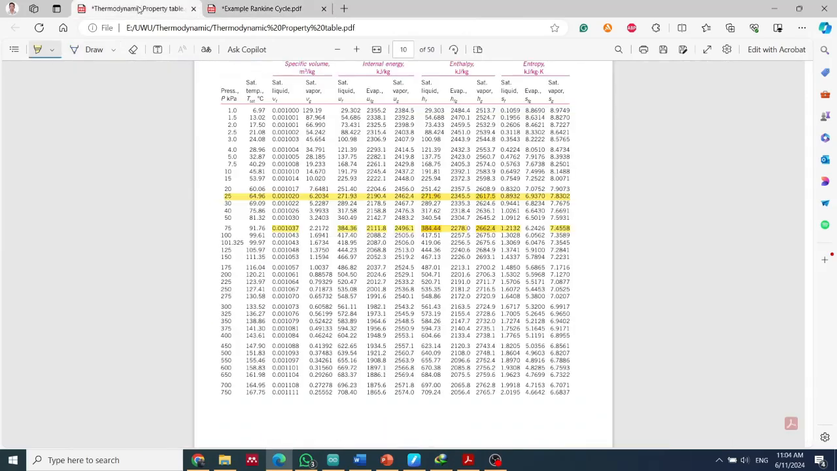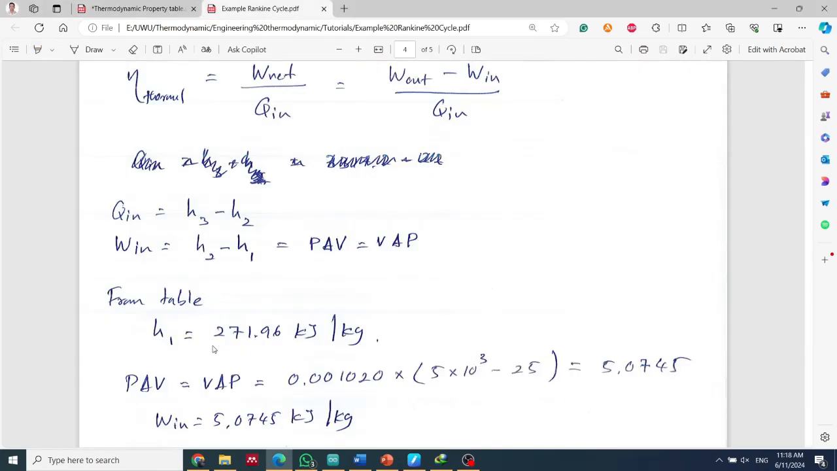So let me go back. We are interested in this 25 kilopascal line and the HF value. The HF value is 271.96, so that is what is given in here. H1 equals 271.96 kilojoule per kilogram.